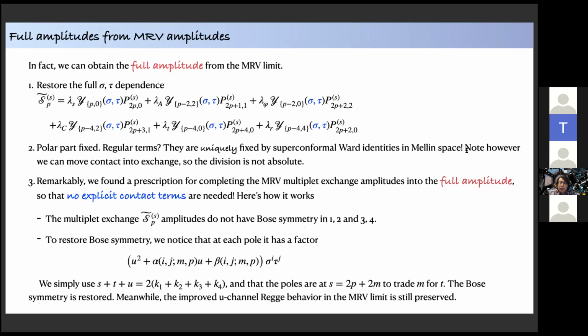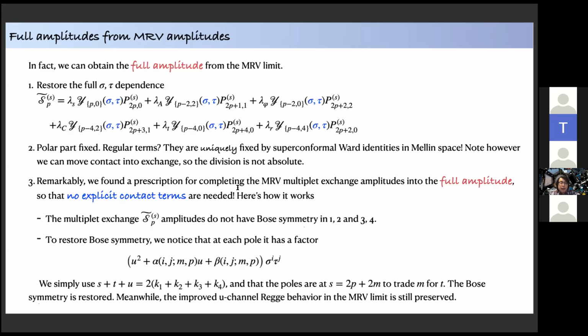And I should point out here that this division into exchange versus contact is also ambiguous because we can always move some terms from contact into exchange. But the remarkable thing is that we find there's a very natural prescription to complete the MRV amplitudes into 4-point amplitudes such that there are no explicit contact terms needed. In other words, the final answer is just going to take the form of a sum of exchange diagrams with no additional contact terms.